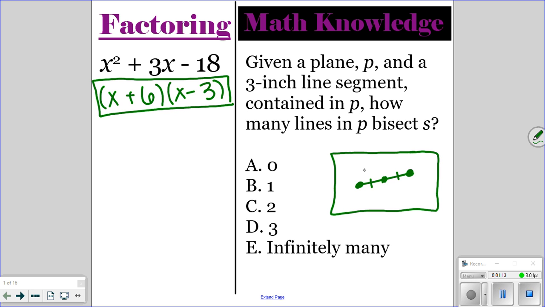So does this line bisect it? Yes. What about this line? Does it bisect it? Yes. This one, and this one, and this one. There are infinitely many lines that will bisect that line segment. They just have to go through the midpoint right there. So infinitely many lines can go through there.